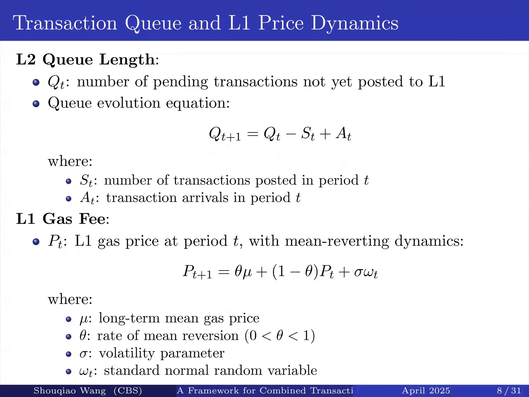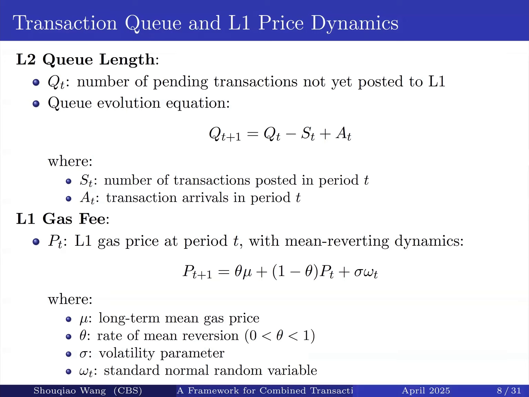Let's dive into our model. We denote the queue length at time t by Q_t, which evolves according to this equation: Q_{t+1} = Q_t - S_t + A_t. Here, we consider the period t as an L1 epoch. S_t is the number of transactions posted in period t, and A_t represents the transaction arrivals. This simple equation captures how the queue grows with new arrivals and shrinks when transactions are posted to L1.